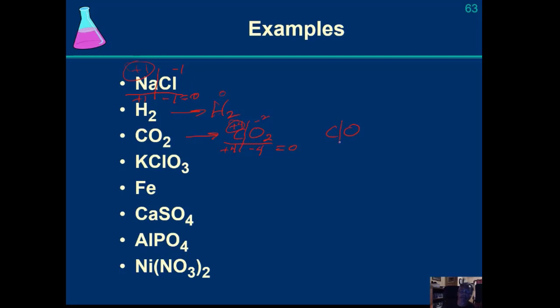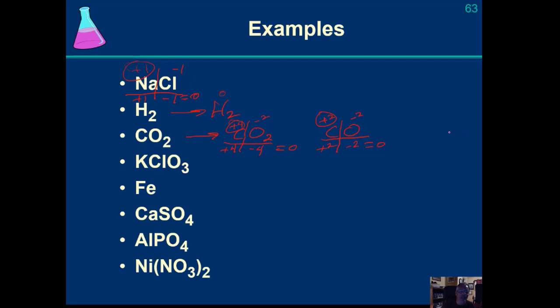Well, what if I had carbon monoxide? I have fewer oxygens. Carbon is going to be less oxidized. These two, the negatives and the positives, still have to add up to 0. So this is going to be -2. There's only 1, so that's a total of -2. That has to be a +2. And so the oxidation state on carbon in this case is going to be +2.